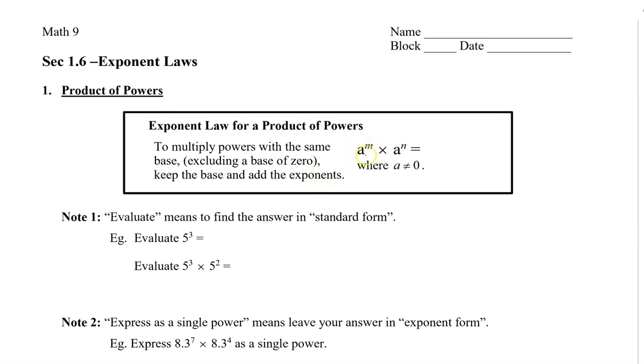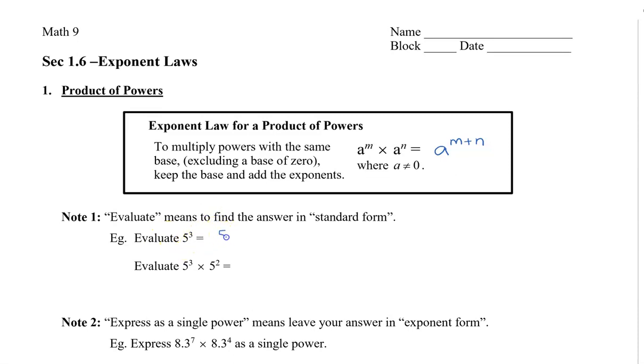So here we have a to the m times a to the n. So we're going to keep the base, a, and then we're going to add our exponents, m plus n. Let's take a look at this in an example. So here, the first note is evaluate. So when a question asks you to evaluate, it means to find the answer in standard form.